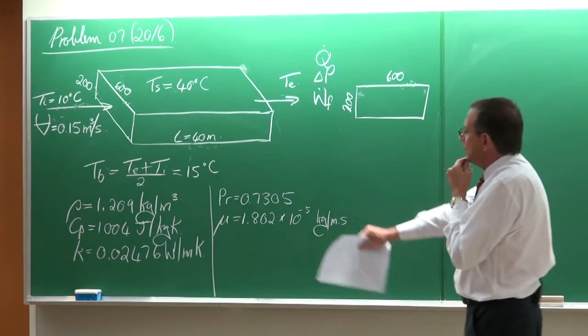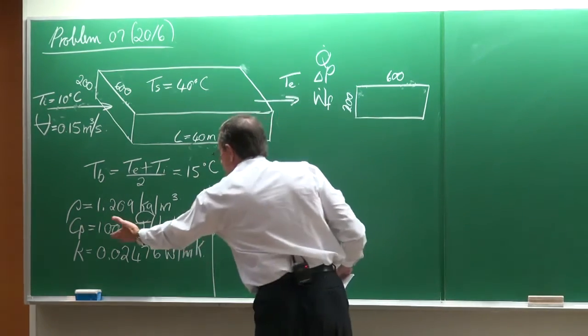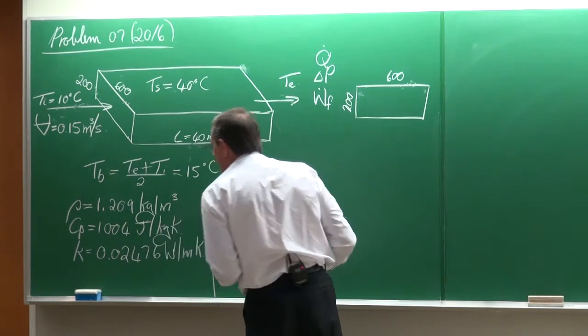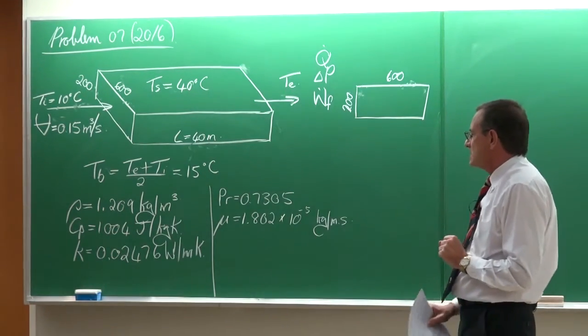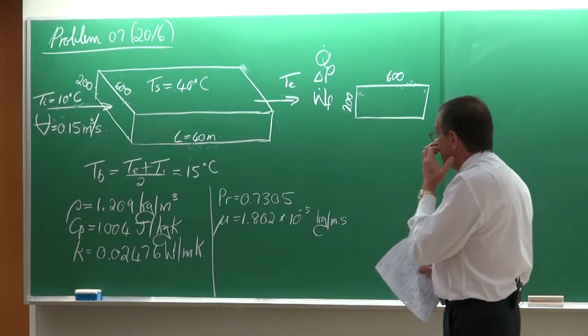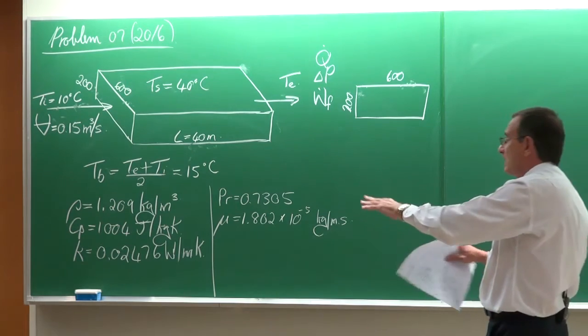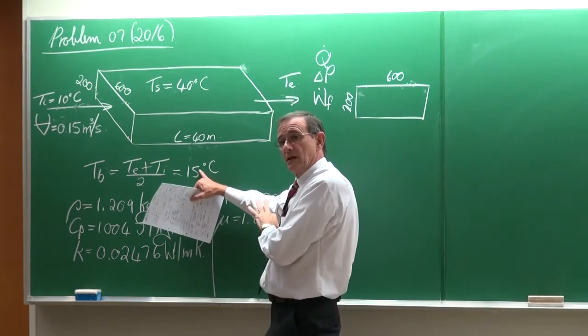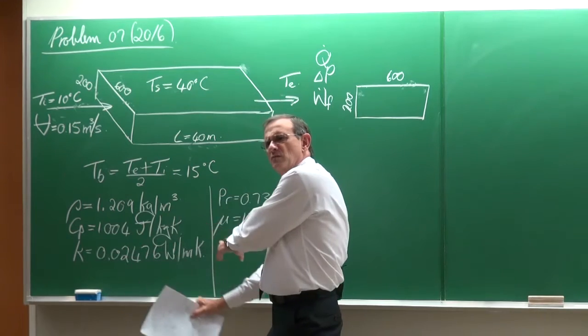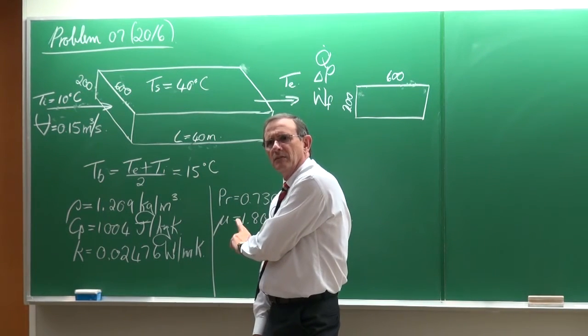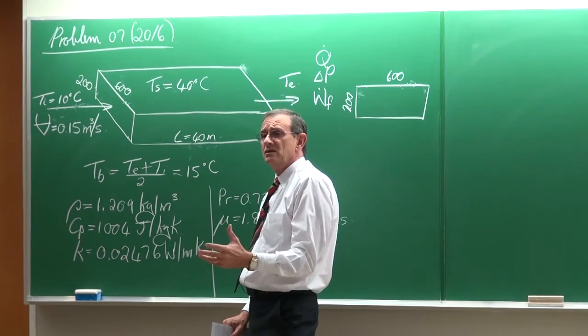Right, density 1.209, Cp 1004, the K value 0.02476, the Prandtl number 0.73, the viscosity 1.802 multiplied by 10 to the minus 5. If you go and look at your textbook at 15 degrees Celsius, at that temperature the values are given, and you'll see my values are not exactly the same as in the textbook. What's the reason for that?